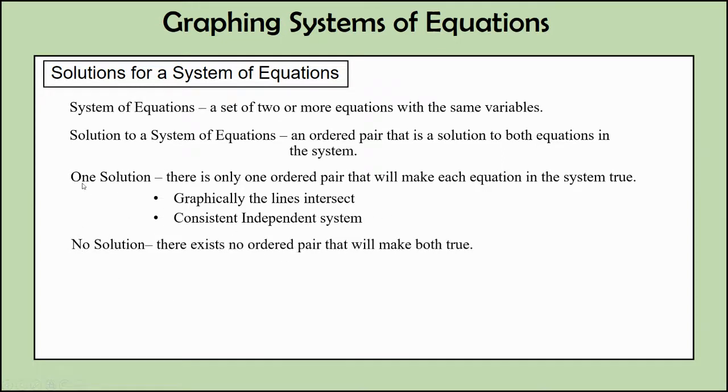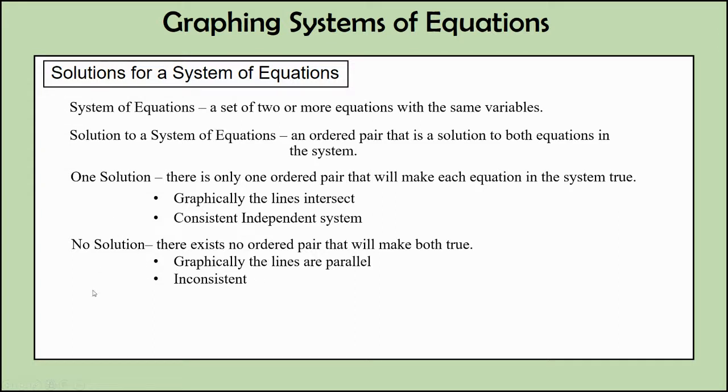You could get one solution, or you could get no solutions. A system of equations that has no solution means there's no ordered pair that can make both equations true. When do you see that? Graphically, when the lines are parallel. When lines are parallel, they are never going to intersect, and the only time we can get ordered pairs that make both equations true is when there's an intersection. When there's no solution, in other words the lines are parallel, that's called an inconsistent system. You'll need to know that.